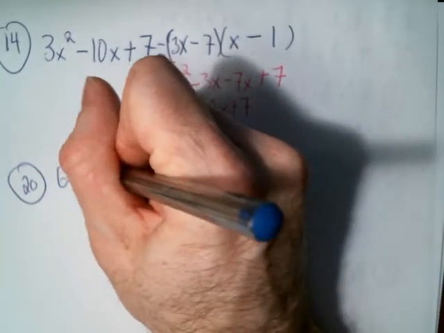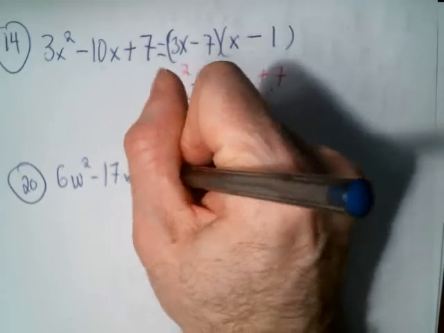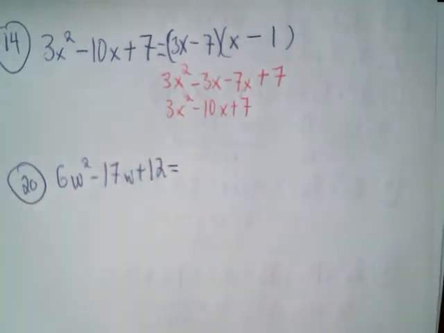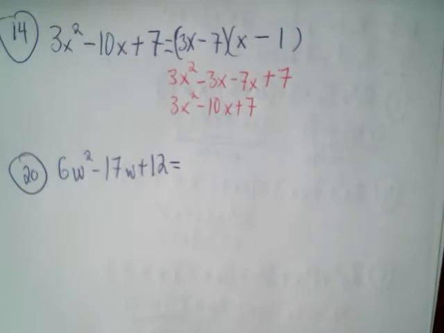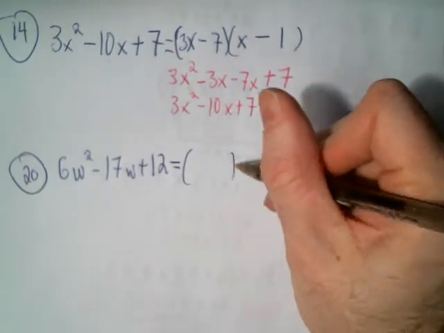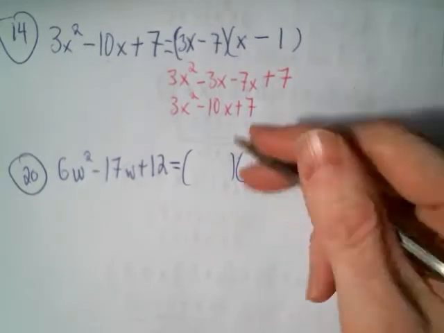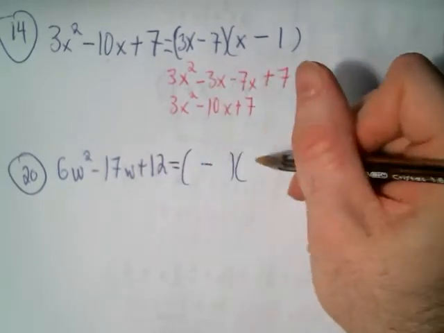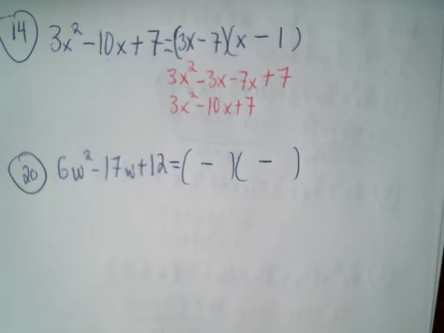Let's try 6w squared minus 17w plus 12. Okay, this time there's, I believe, a lot more possibilities. 12 can be factored 3 ways, 4 and 3, 12 and 1, 6 and 2. And then 6 can be factored 2 ways, 6 and 1, 1 and 6. So there's a ton of possibilities, and you may have to do a bit of trial and error. The sign, though, there's only one possibility. It has to be minus minus.